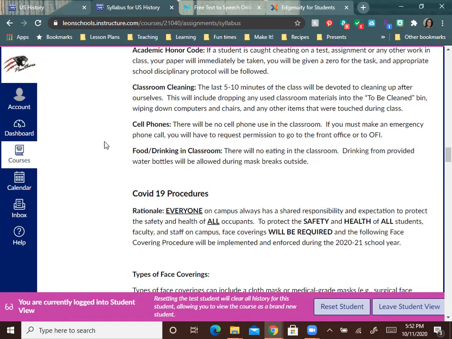Cell phones. Cell phones are not allowed in my classroom. They are very distracting. If you have to make an emergency phone call, you will have to request permission to go to the front office or to OFI.